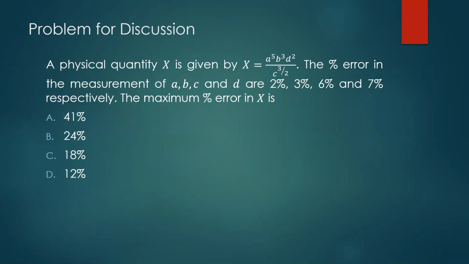Okay, so try to work on this problem. The maximum error is what we need to find. So how do we find the maximum error here? Multiply the power and the percentage error. I think we can just take 5 times A, because these are all products, and whether you multiply or divide, what do you do? You add all the errors.